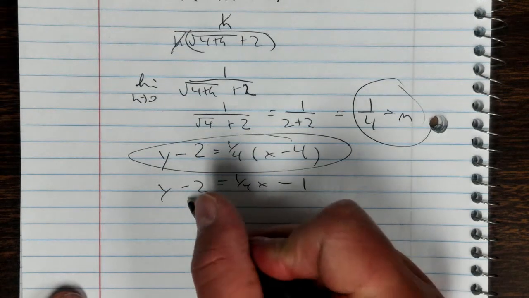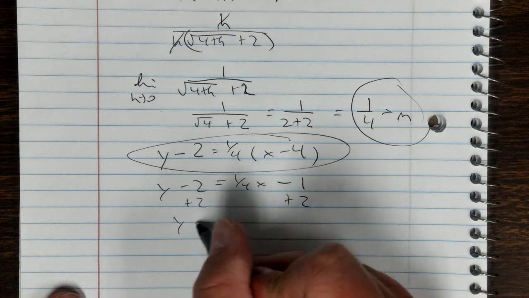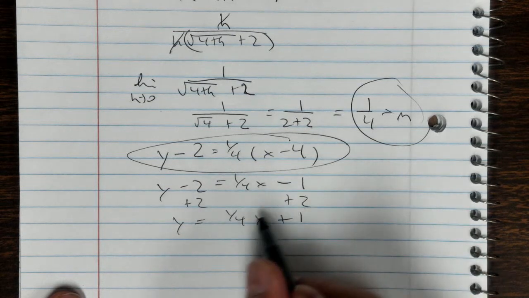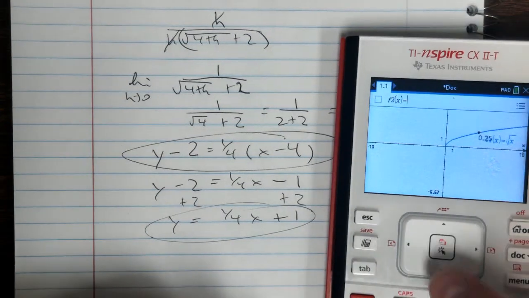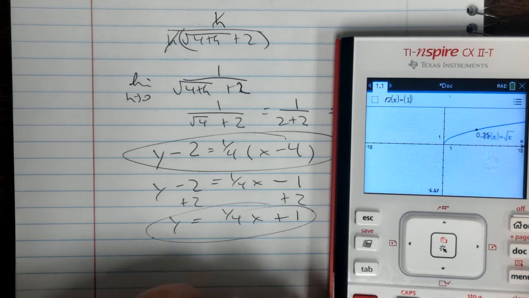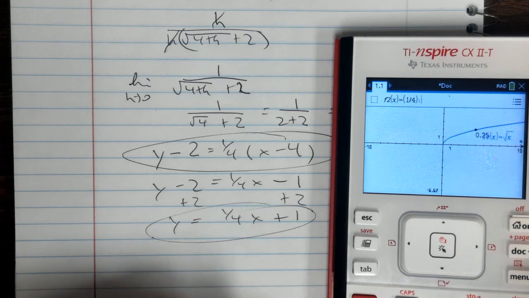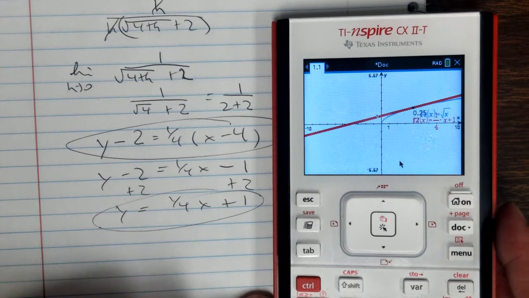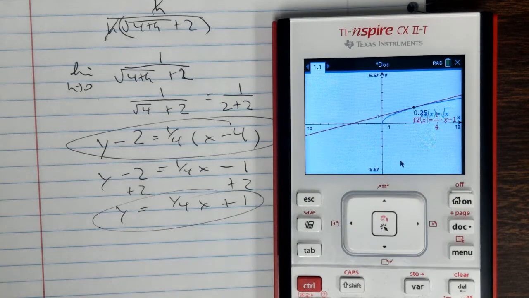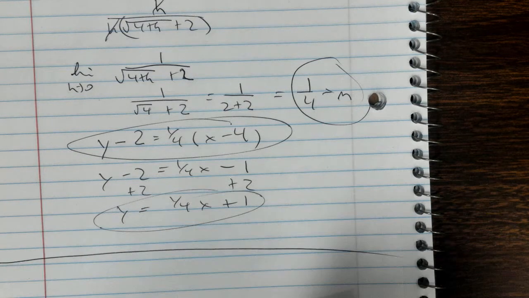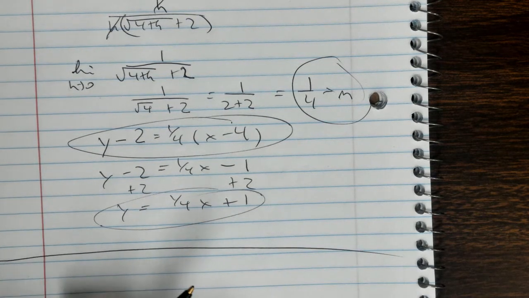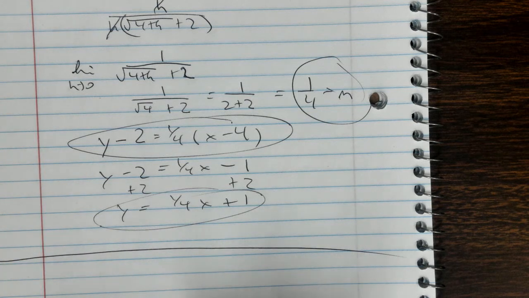Or distribute it and add, and we get 1/4 x plus 1. And so then we check our work. Parentheses 1/4, then x, then plus 1. So that's what our tangent line looks like. So it hits it in one spot. Tangent means it hits it in one spot. Okay, there's 17. Our next one is number 19.